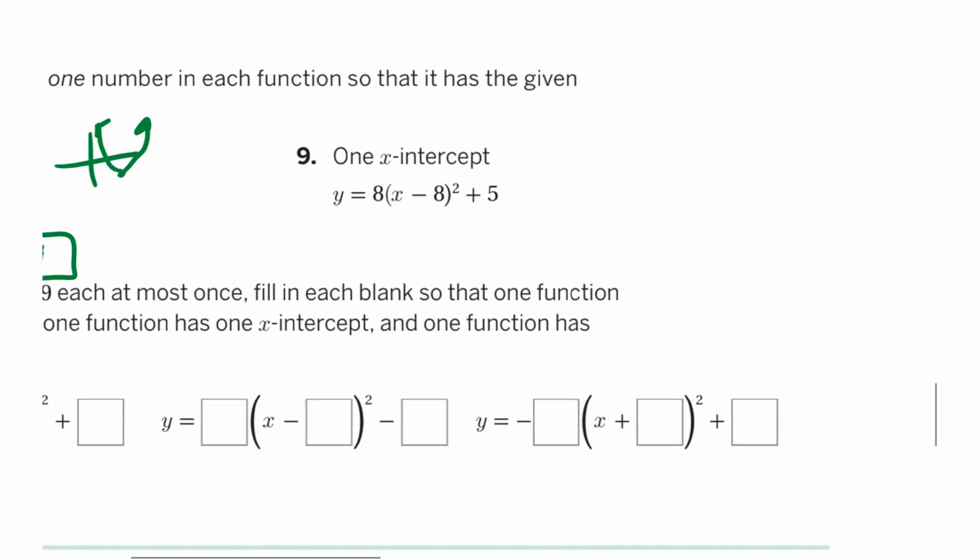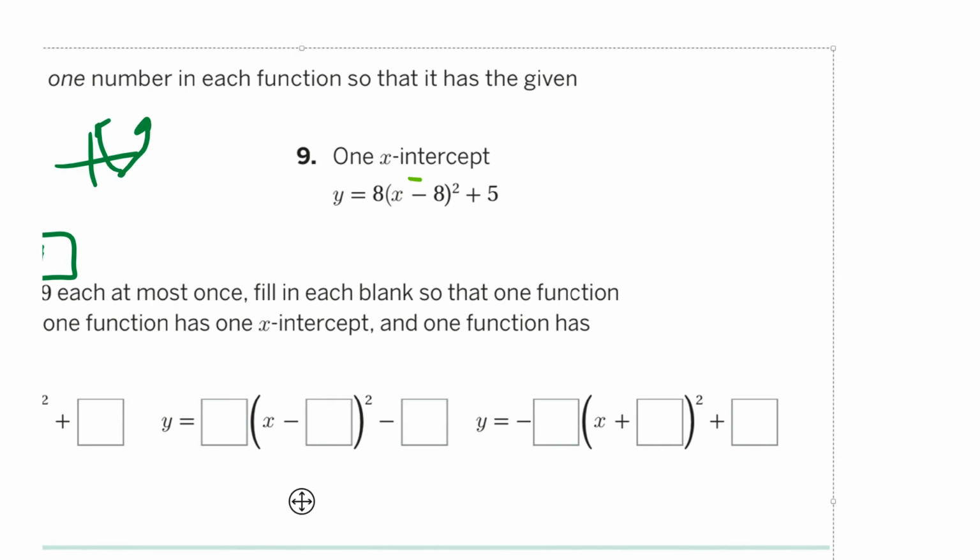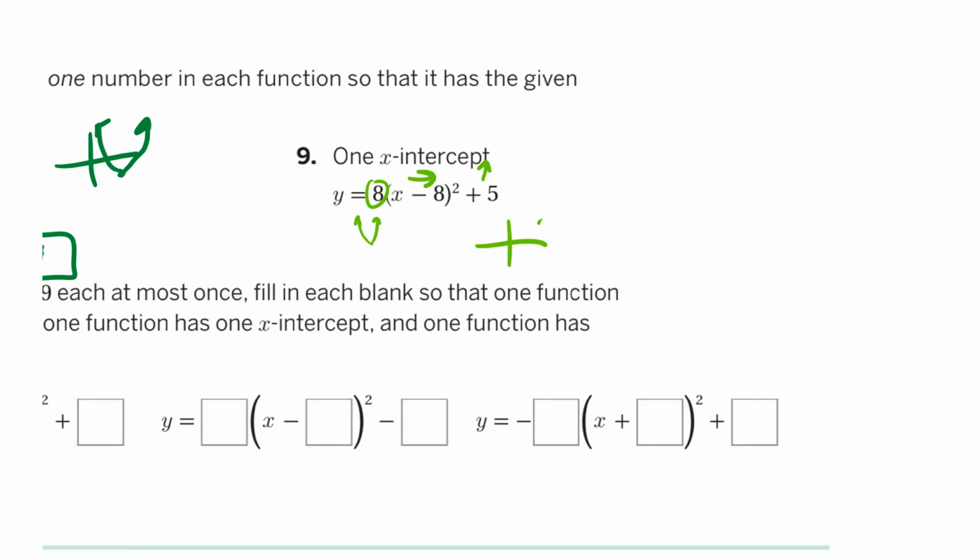For number 9, it asks us for one x-intercept, and so far in this problem, we're going 8 units to the right, 5 units up, and this is a positive number that's just stretching our parabola, but it's still pointing up. So when I go 8 to the right and 5 units up, I get 0 x-intercepts. The only way to get one x-intercept is when the vertex itself lands on the x-axis. And so to do that, I can't do any shifting up or down.